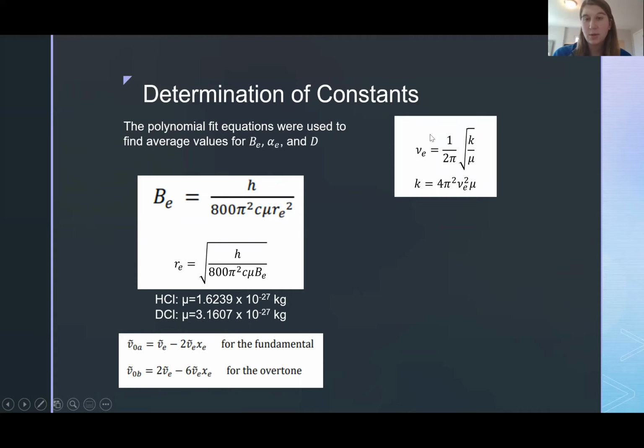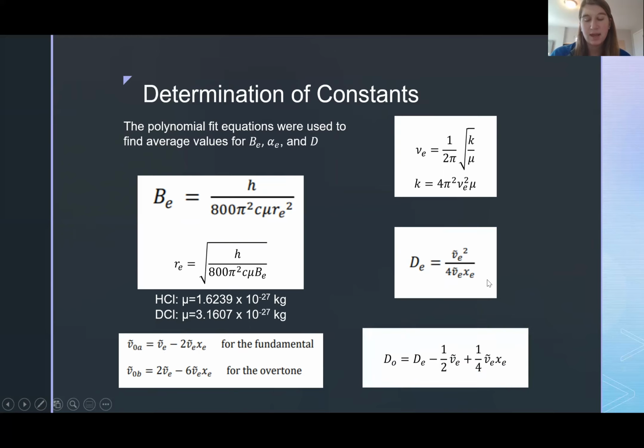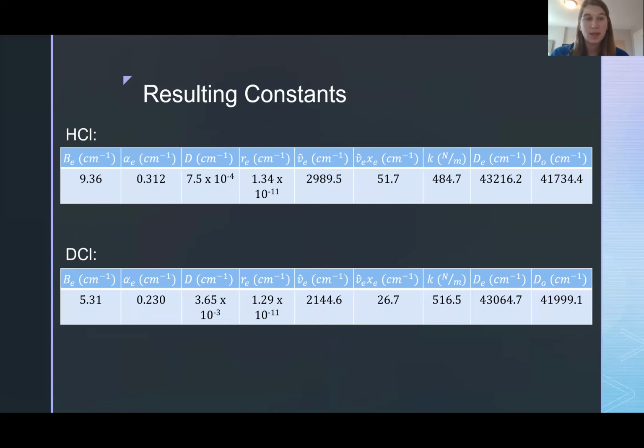And then this equation was used along with the reduced mass to find K, the force constant, and then DE, the depth of the Morse potential, was found using this equation. And then DO, which is the bond enthalpy, was found from DE and those other constants. DO is just at the ground state energy level, where DE is all the way down to the bottom of the graph. So these are the resulting constants.